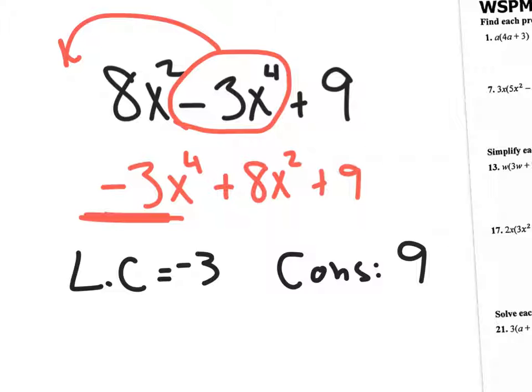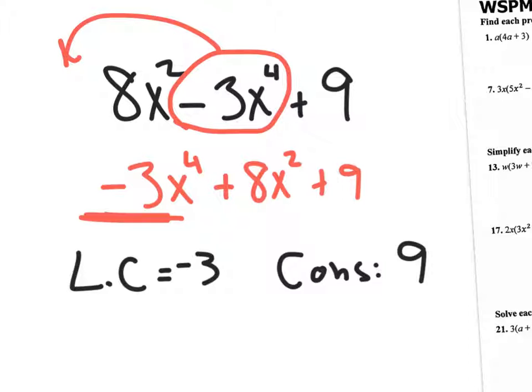What if I asked you, what is the coefficient of x squared? 8 is the coefficient of x squared. Makes total sense. The coefficient of x to the fourth is the leading coefficient because it's out in front. The coefficient of x squared is 8 because it's in front of x squared. So all those vocab words are going to pop up.